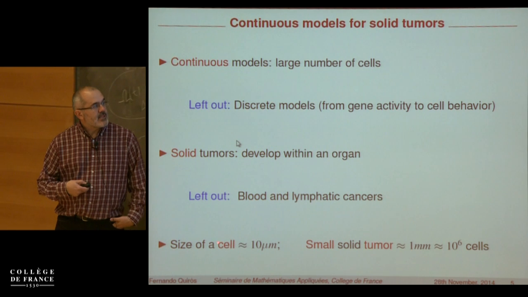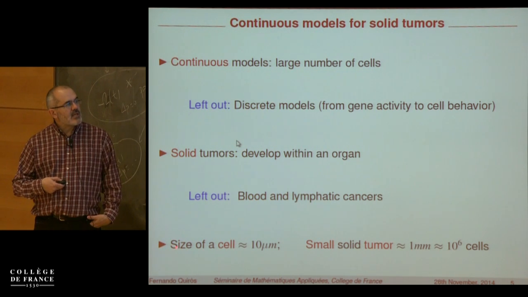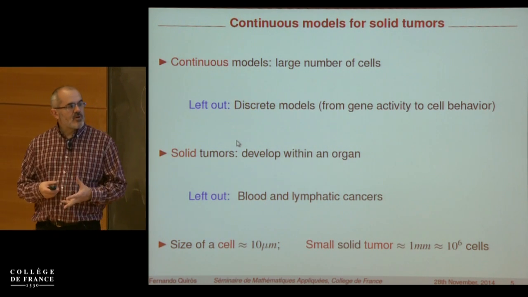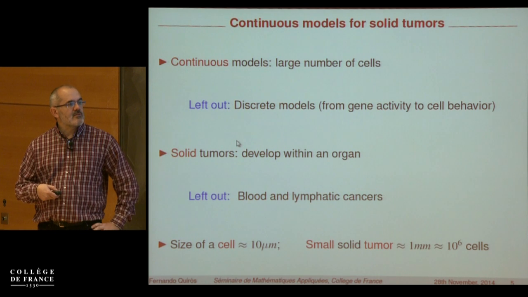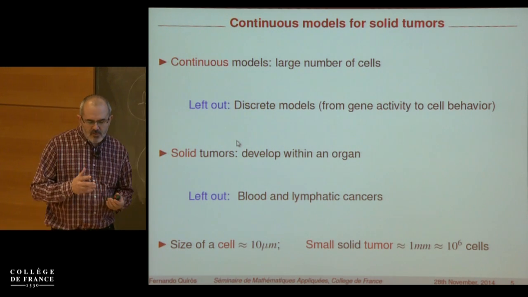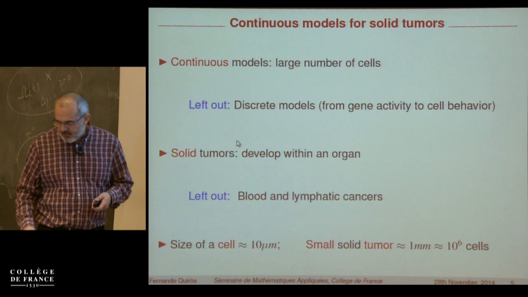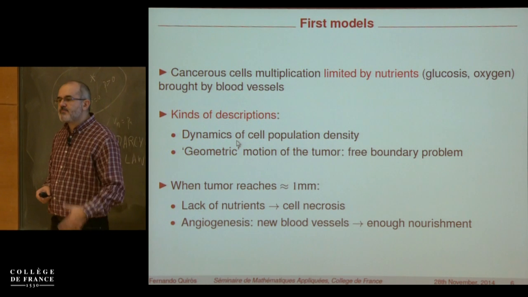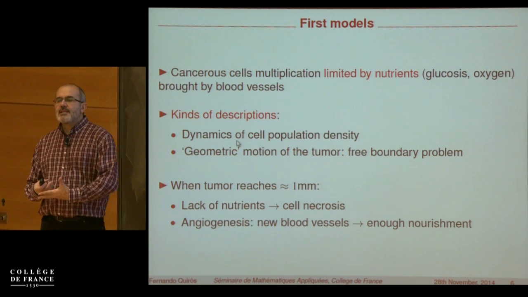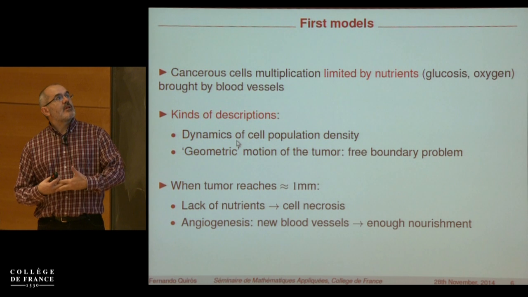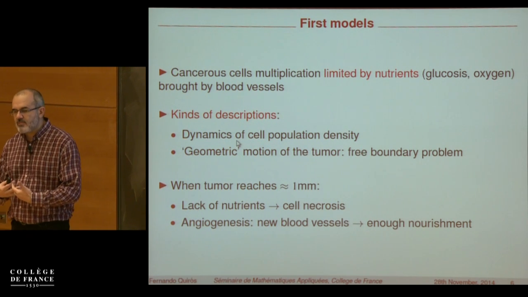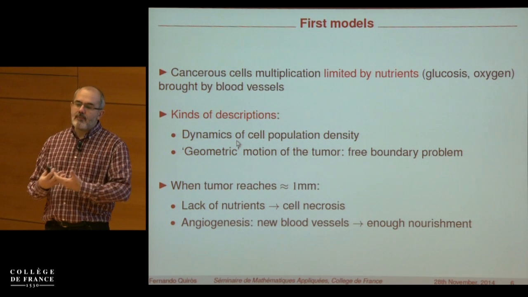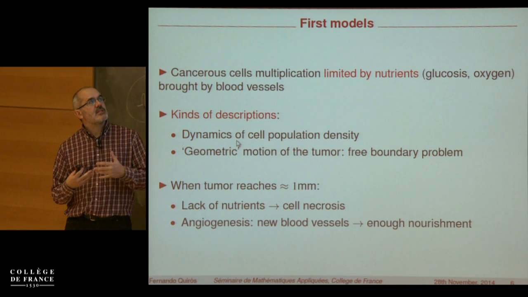The typical radius of a cancer cell is around 10 micrometers. A small solid tumor will have a radius of around 1 millimeter, so that's 1 million cells, a pretty big number. In the first models, the models by Greenspan and the first ones, it was assumed that cancerous cell multiplication was limited by nutrients brought by blood vessels. Nutrients are glucose, oxygen, several things.